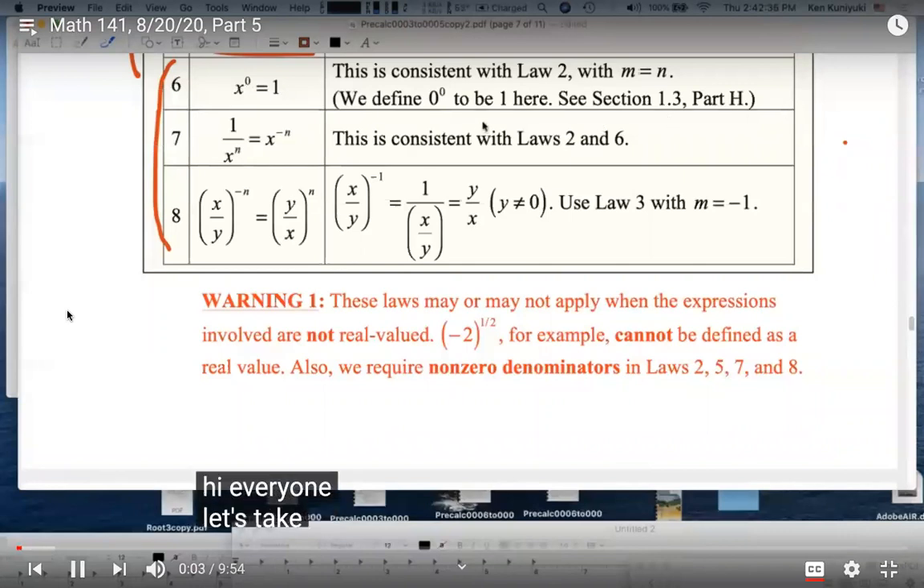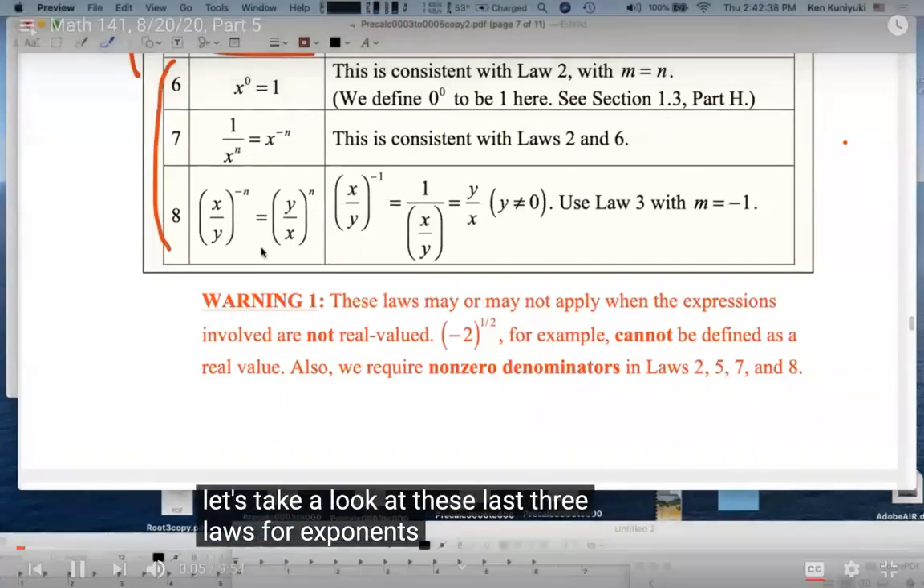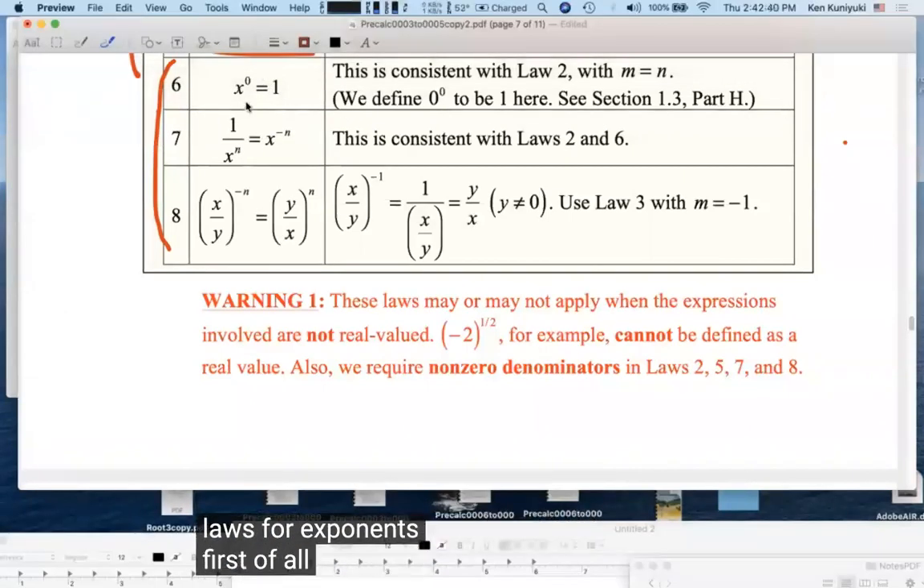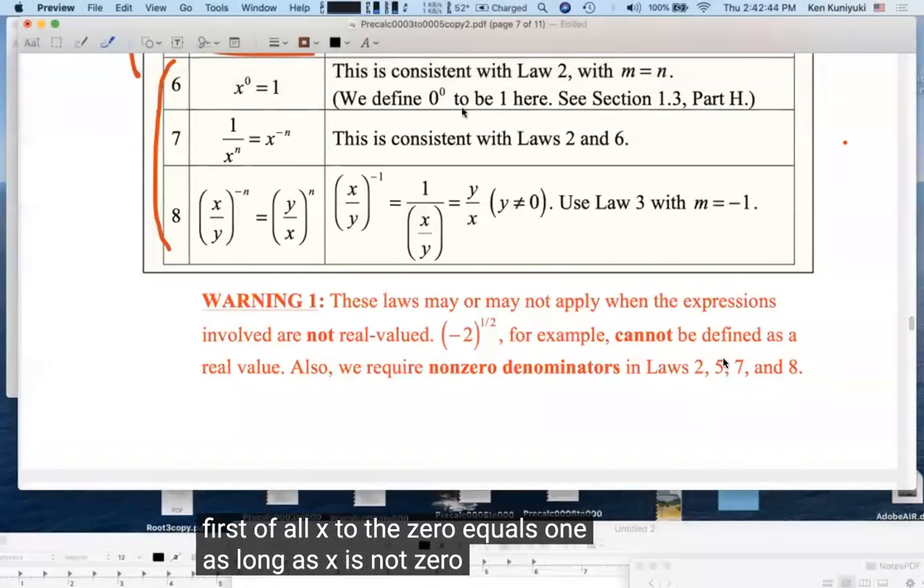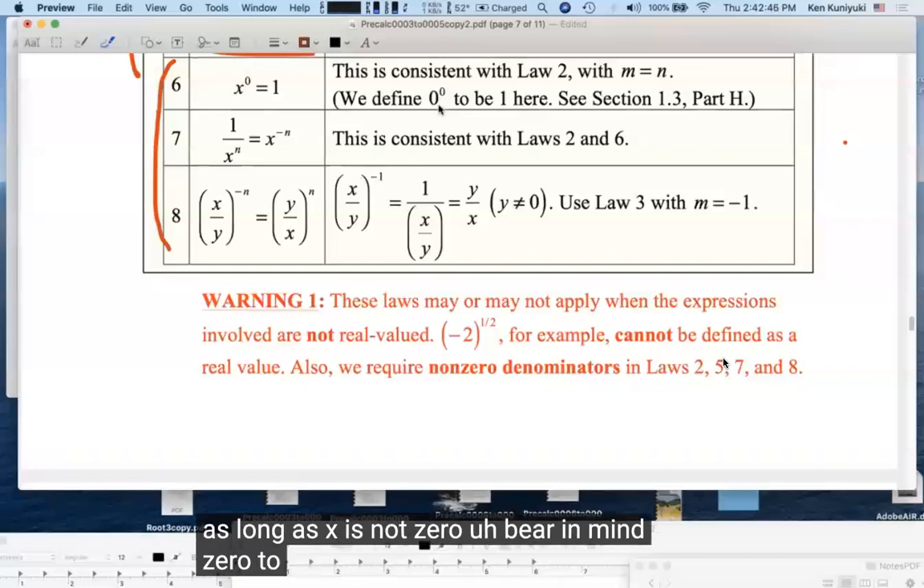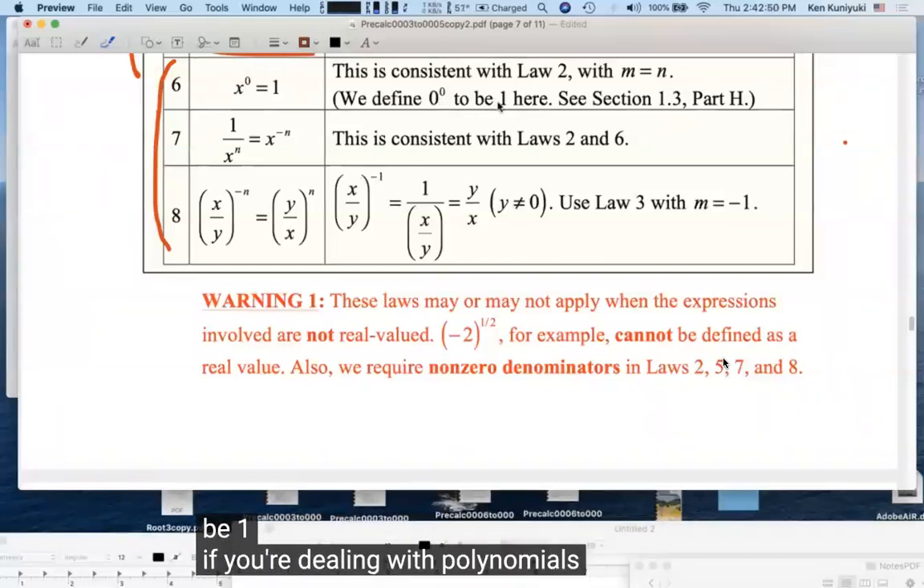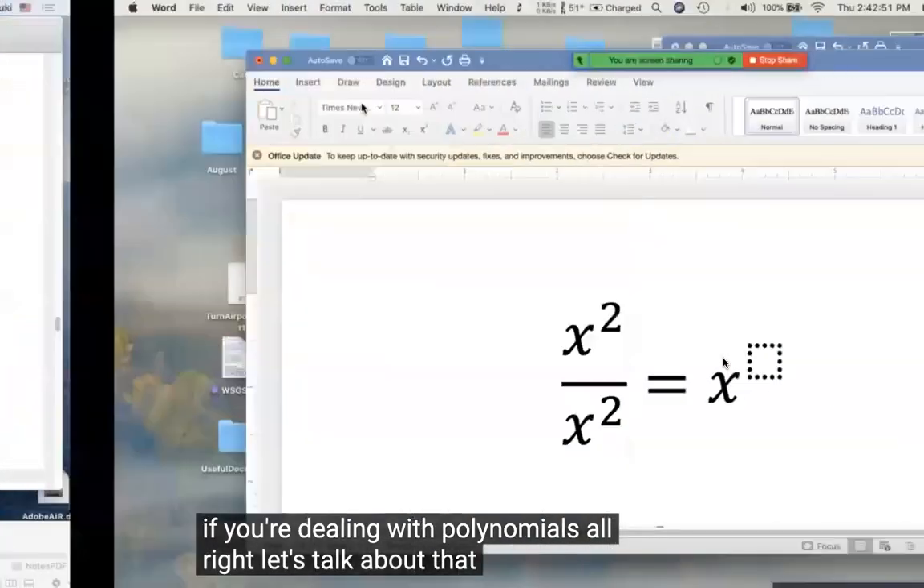Hi, everyone. Let's take a look at these last 3 laws for exponents. First of all, x to the 0 equals 1, as long as x is not 0. Bear in mind, 0 to the 0 is sometimes defined to be 1 if you're dealing with polynomials. All right, let's talk about that.